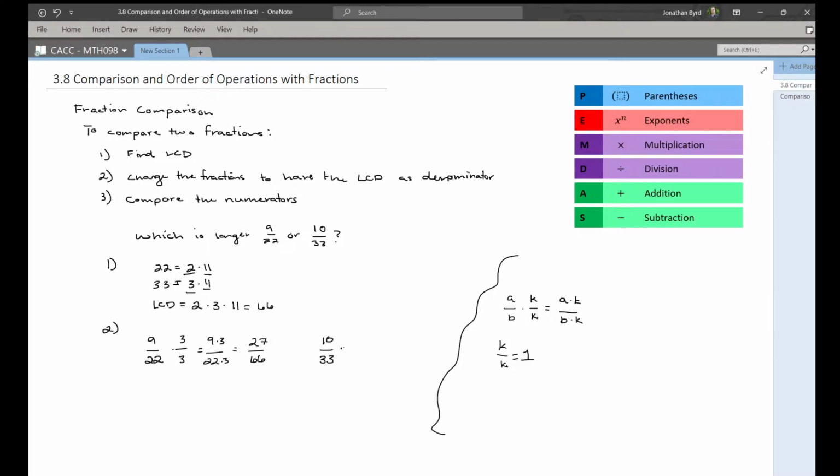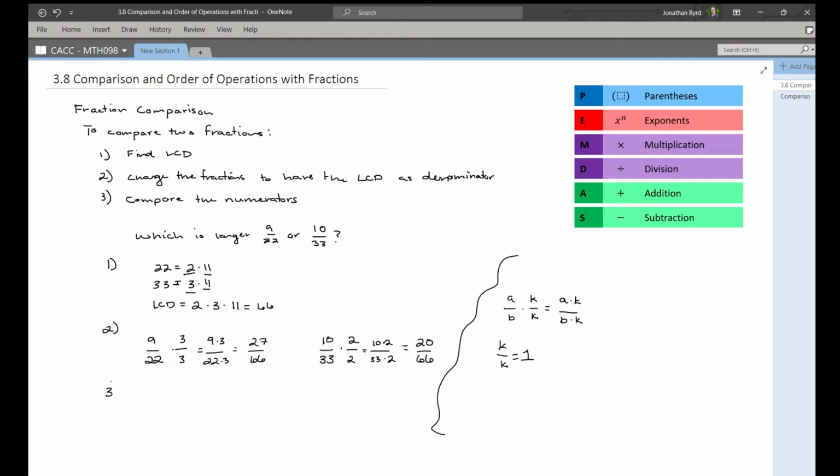For 10 over 33, well, first I look at the 33 and decide what do I need to multiply by in order to get to 66. So 33 times 2 will get me the 66. And then I need to multiply by the same thing on top that I did on bottom. So then that will become 10 times 2 over 33 times 2. And that will get me 20 over 66.